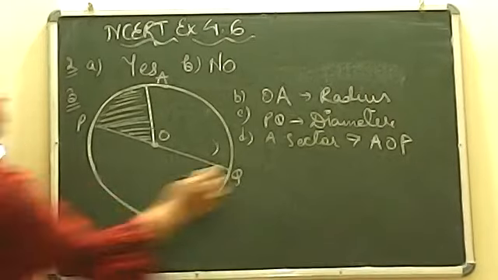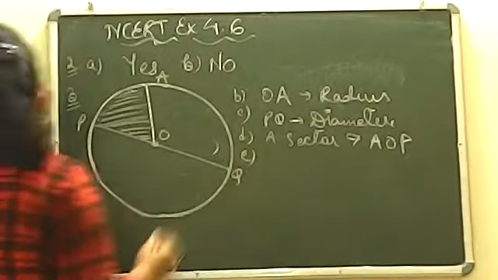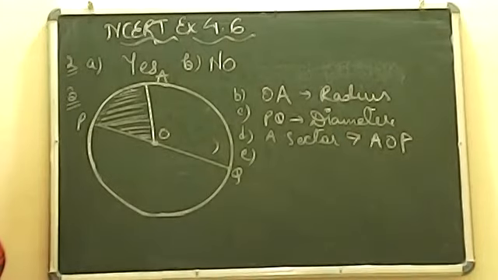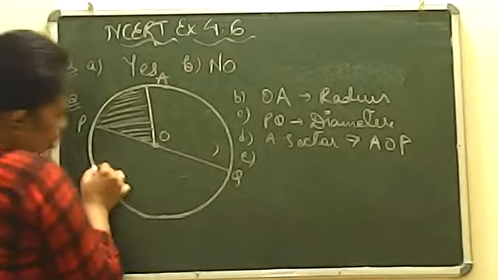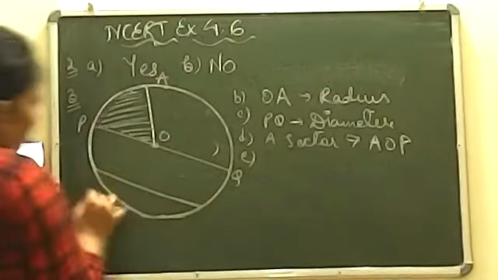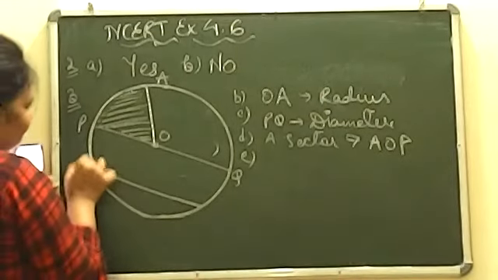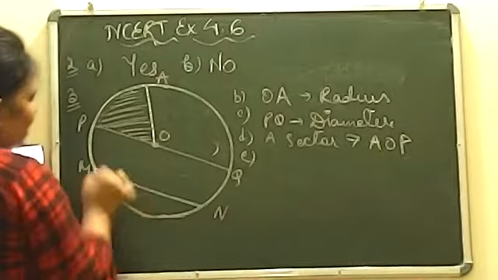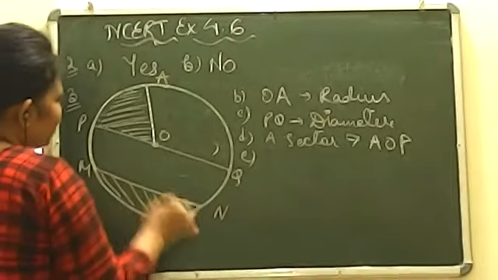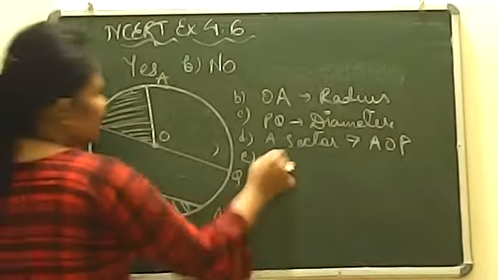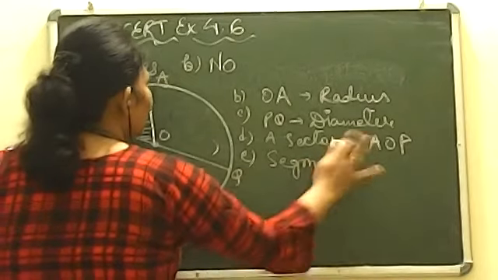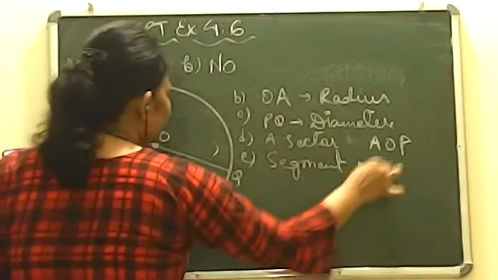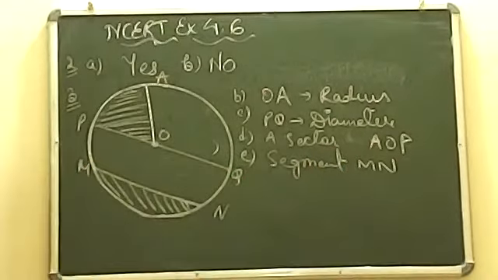Now move on to question number E. E is telling you have to draw a segment. For segment, you are knowing you should have a chord first. So I am drawing a chord. I am giving the name as MN. And now I am drawing this one as segment. So this is my segment. Name will be MN. Finished.